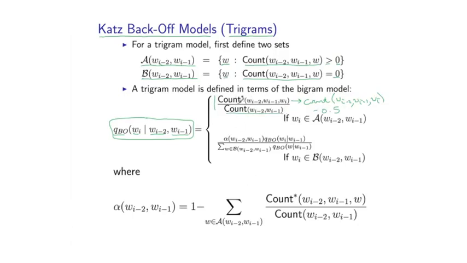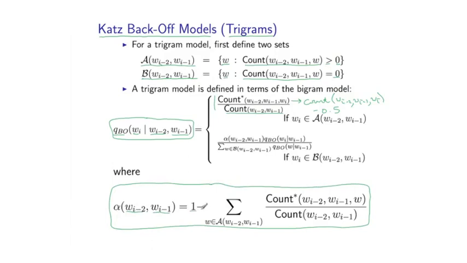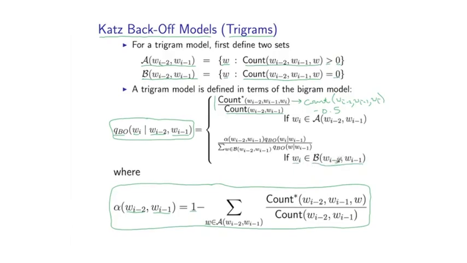Now, again, this definition gives us some missing probability mass, and we have an expression for that missing mass down here. Alpha of Wi minus 2, Wi minus 1 is going to be 1 minus a sum over all words whose count is greater than 0, of the estimator I showed you, count star divided by count. This is the missing probability mass. And for any word in the set B, i.e. for which this count is equal to 0, we define the backed-off estimate in the following way.